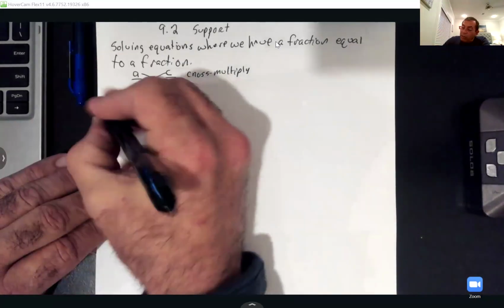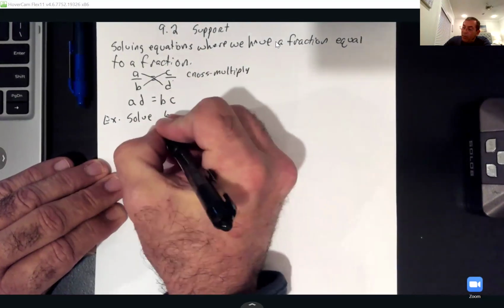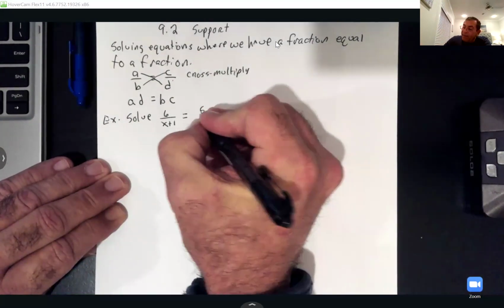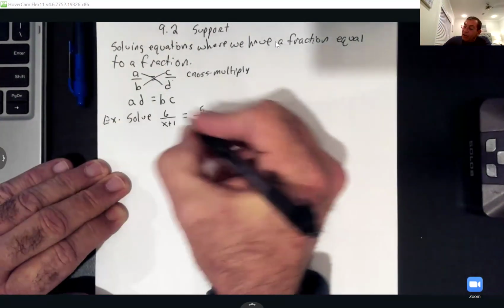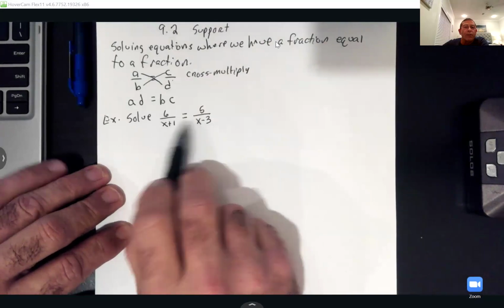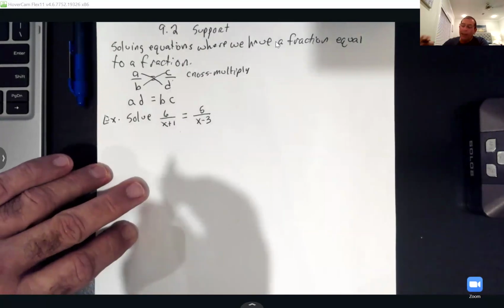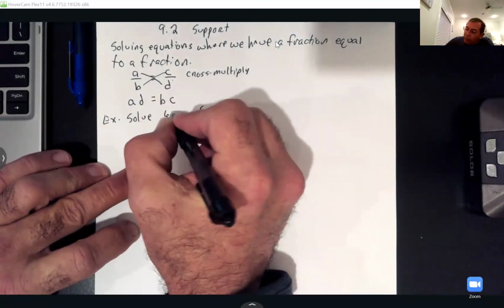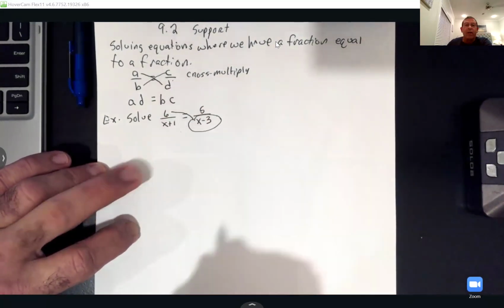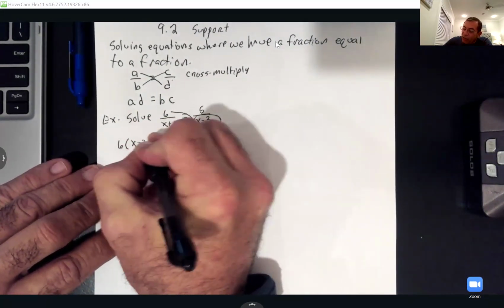So the first one in support says solve 6 over x plus 1 equals 5 over x minus 3. All right, so we're going to solve this for the x, but our first step is to get rid of the fractions by doing our cross multiplying. Now, what you got to remember, when we cross multiply, this 6 has to multiply by both of those. So I would have 6 times x minus 3.